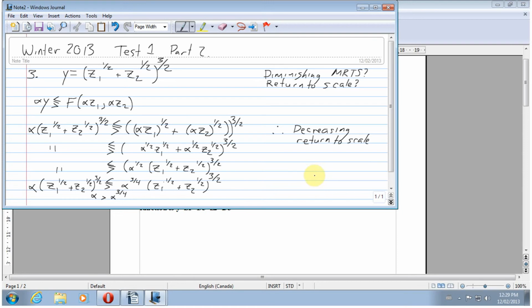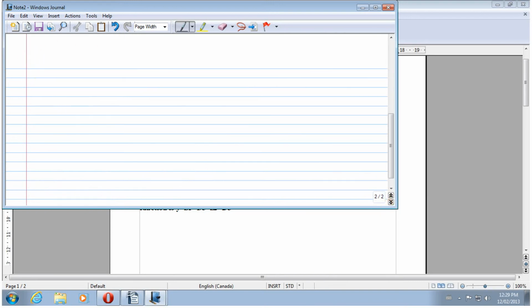Now let's look at the MRTS question, which was the first part of this. So I'm going to go to a new page, and it's y is Z1 to the 1/2, Z2 to the 1/2, all to the 3/2. So I'll write this out again. Okay, so let me just give you an idea of what we're talking about when we're talking about diminishing MRTS.